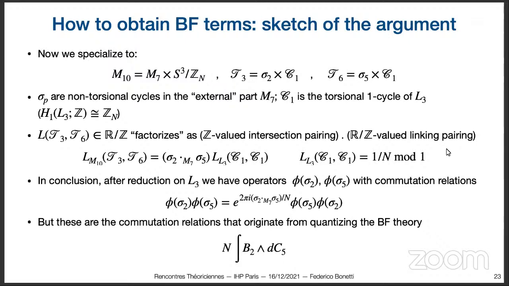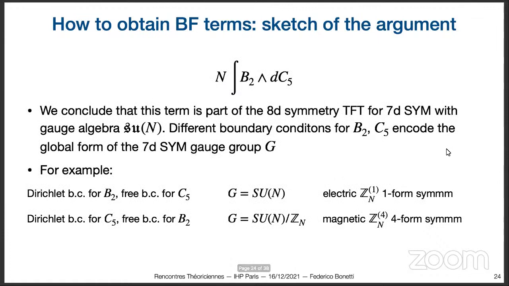And therefore, this is an indirect argument in favor of the statement that the symmetry TFT of this example should contain this coupling. Is this a sensible thing from a field theory perspective? Actually, it's very well, because I told you that we expect to realize a 7D gauge theory with gauge algebra SU(N). But what is, again, the global form of the gauge group? And this BF coupling is precisely there to tell us that we have the freedom of choosing the global form of the gauge group. And that's the same as choosing boundary conditions for B2 or C5.